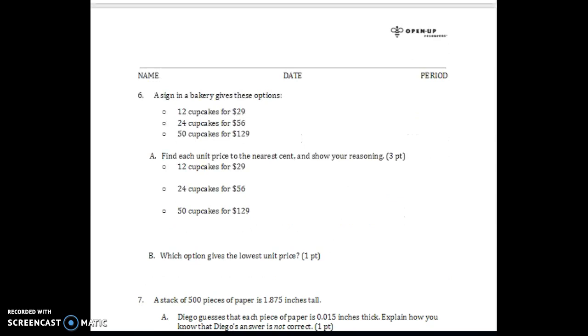Question 6. A sign in a bakery gives these options: 12 cupcakes for $29, 24 cupcakes for $56, 50 cupcakes for $129. A. Find each unit price to the nearest cent and show your reasoning. B. Which option gives the lowest unit price?